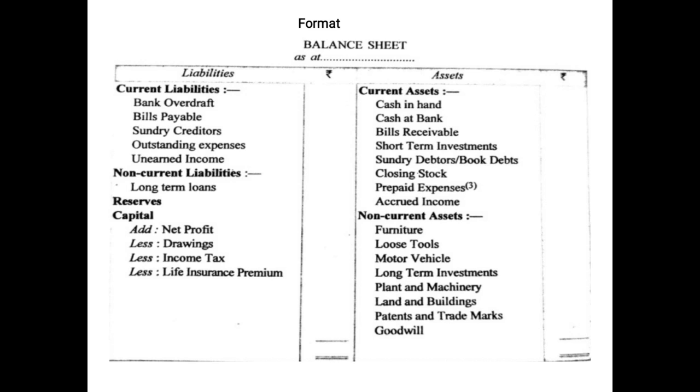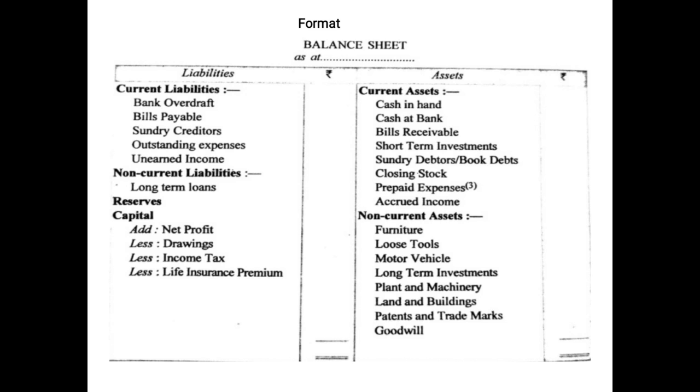Then capital, that is the amount invested, and to capital we will add net profit as transferred from the profit and loss account. We will deduct drawings, that is personal expenses of the proprietor, income tax, and life insurance premium. These three things will be deducted from capital. And yes, if the profit and loss account gives you net loss, not net profit, then in that case net loss will also be deducted.